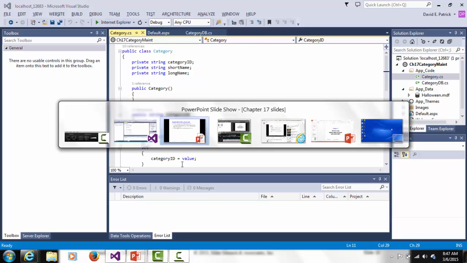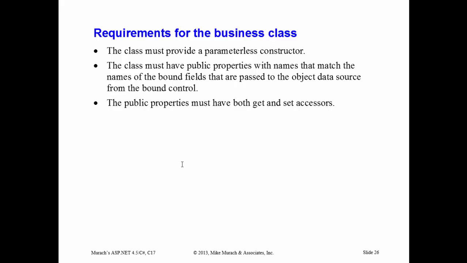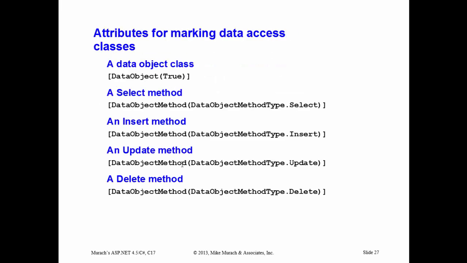Got a little C# heavy there for a second, but that's what this chapter is all about: breaking out the C# and getting more code heavy to make your application more scalable, maintainable, things like that. More attributes for marking data access classes. So we already talked about the data object and data object method and the different types that are available.